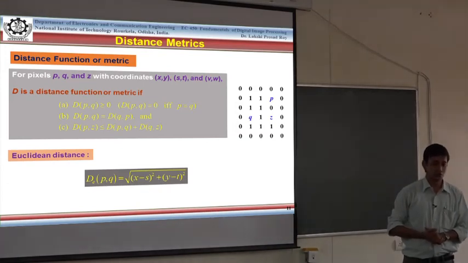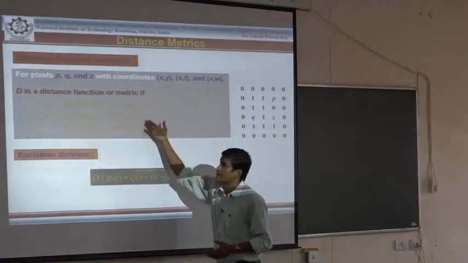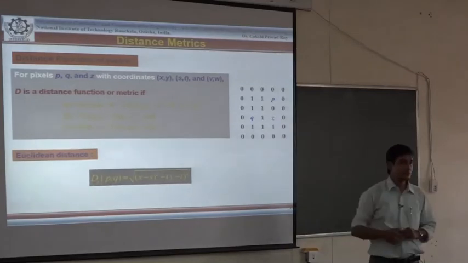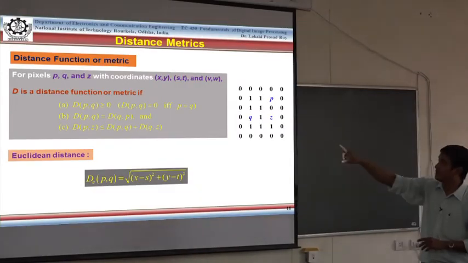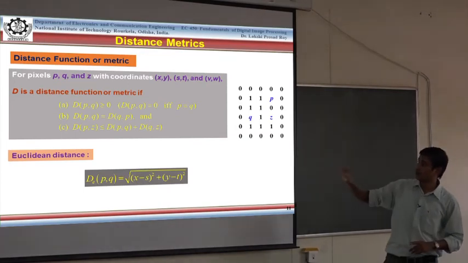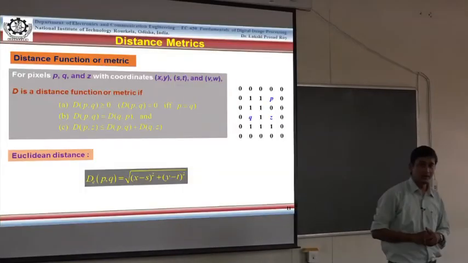So, if you know those, just put your idea of mathematics which is given here. 2 points are there, P and Q. If you say d(P,Q) is greater than or equal to d(Q,P), sorry, Q, P. How can it happen?